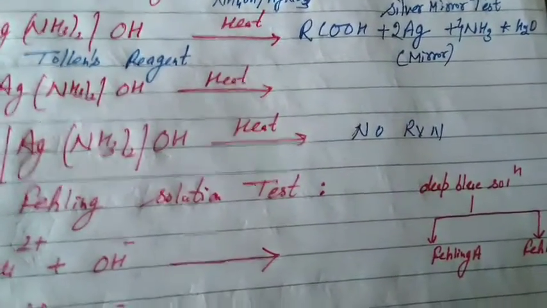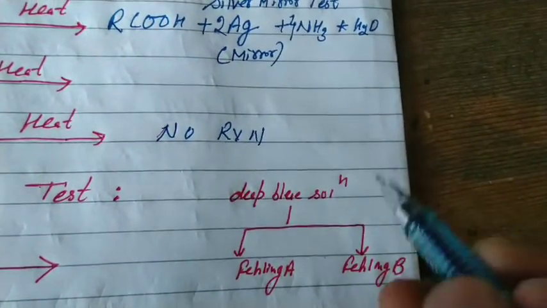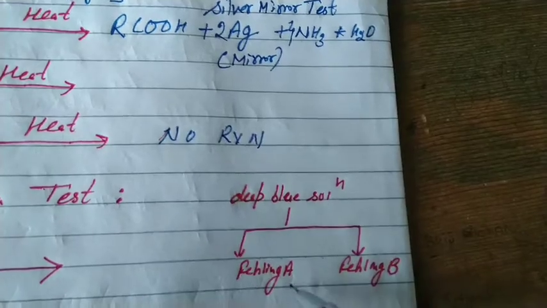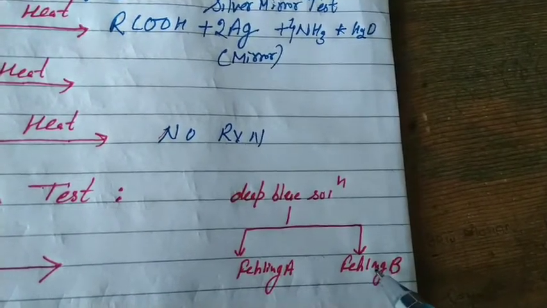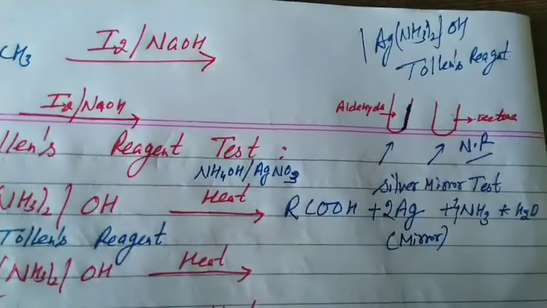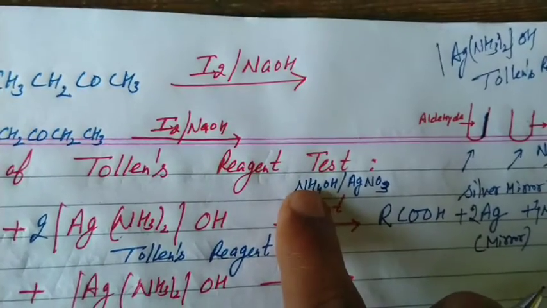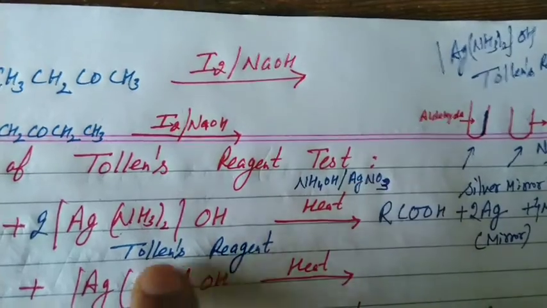Next is the chemistry of the Fehling solution test. At first, what is Fehling solution? It is a deep blue solution obtained by mixing Fehling A and Fehling B. What is Tollens reagent? Your answer is ammoniacal solution of silver nitrate. By adding excess of ammonium hydroxide to silver nitrate, we get Tollens reagent.